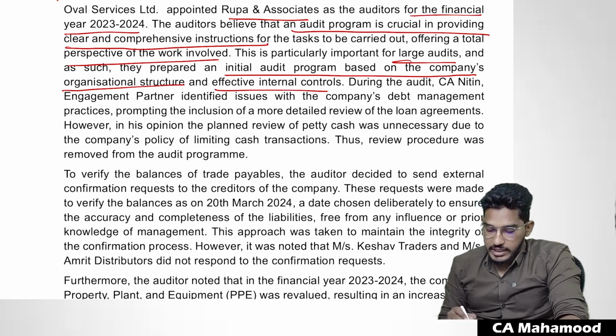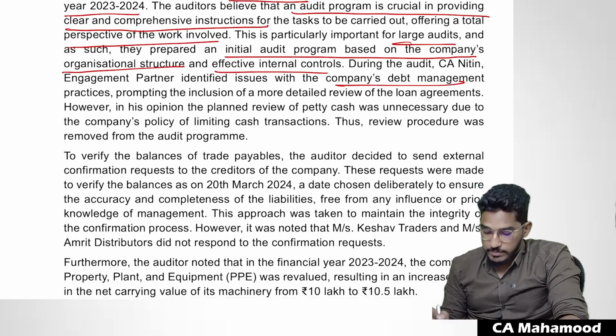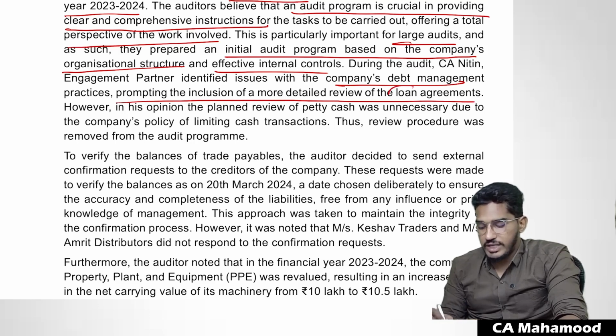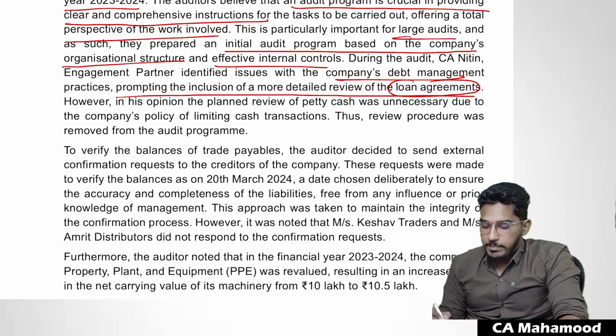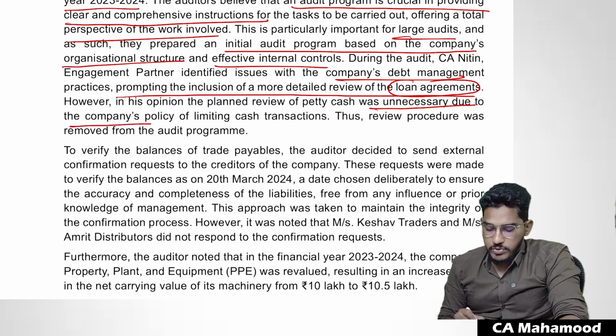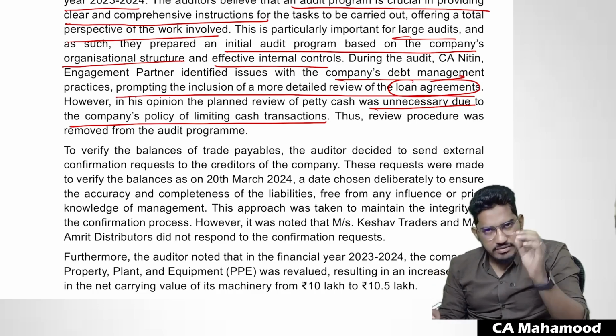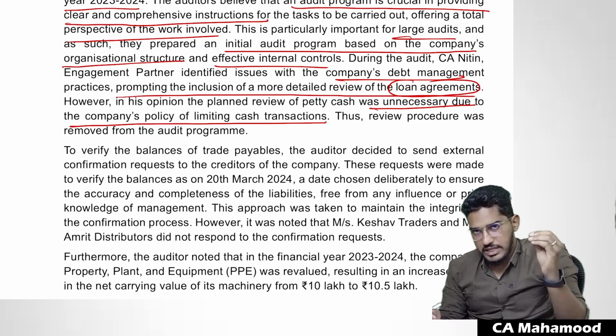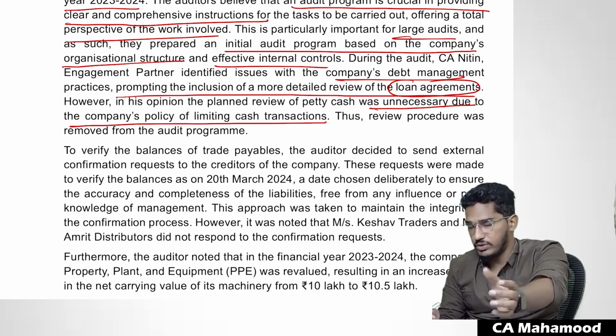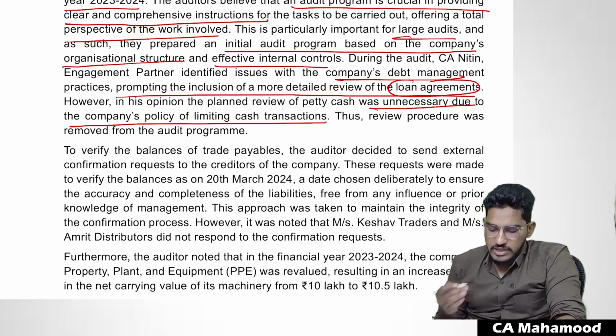During the audit, CA Nitin, engagement partner, identified issues with the company's debt management practices, prompting the inclusion of a more detailed review of loan agreements. He finds something wrong regarding debt management, so he decided he will do a detailed review of loan agreements. However, in his opinion, the planned review of petty cash was unnecessary due to the company's policy of limiting cash transactions. So he verified the controls in a detailed manner, and he felt that the company is having very limited cash transactions. He doesn't have any major cash transactions. To the extent possible, they are limiting cash transactions. Everything they are trying to do through the bank. So that's why the auditor felt that they will ignore the petty cash. They will not verify the petty cash.